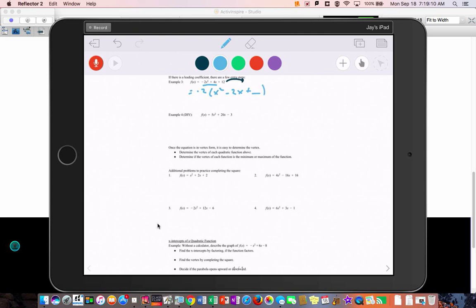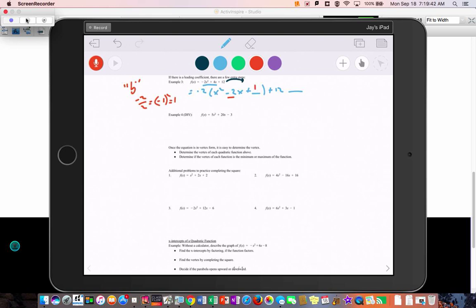Then we add some new number. We have our 12 here, and further down. So off to the side, I take this negative 2. It's my new b term. So I take the negative 2, divide by 2, I get negative 1. Put in parentheses, square it, I get 1.